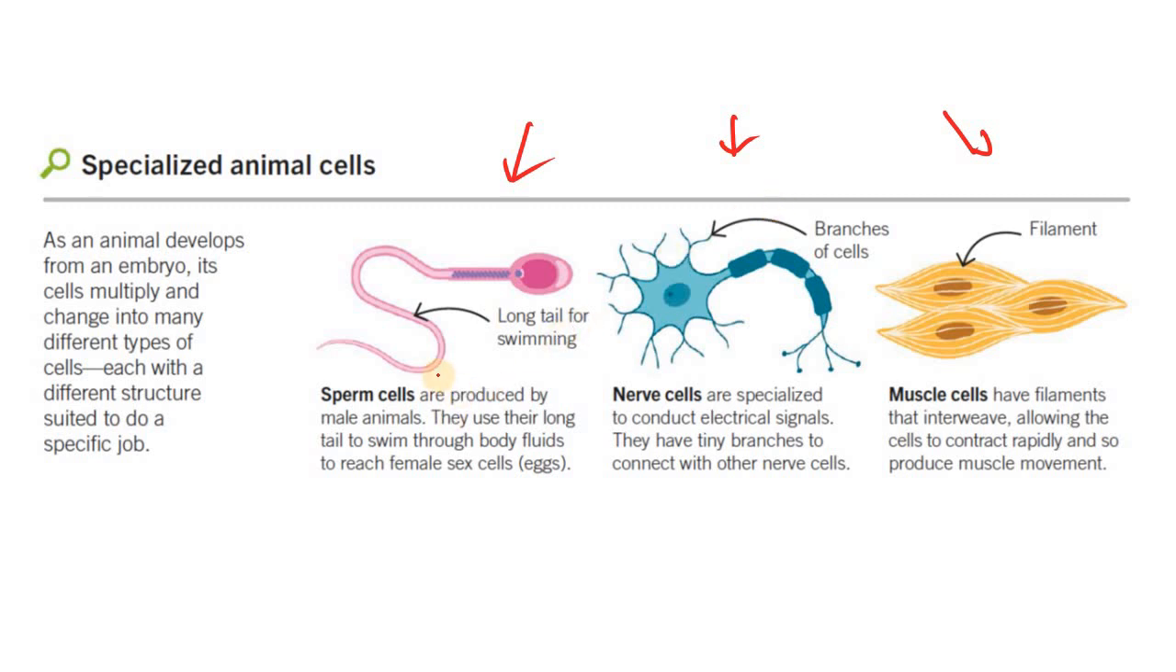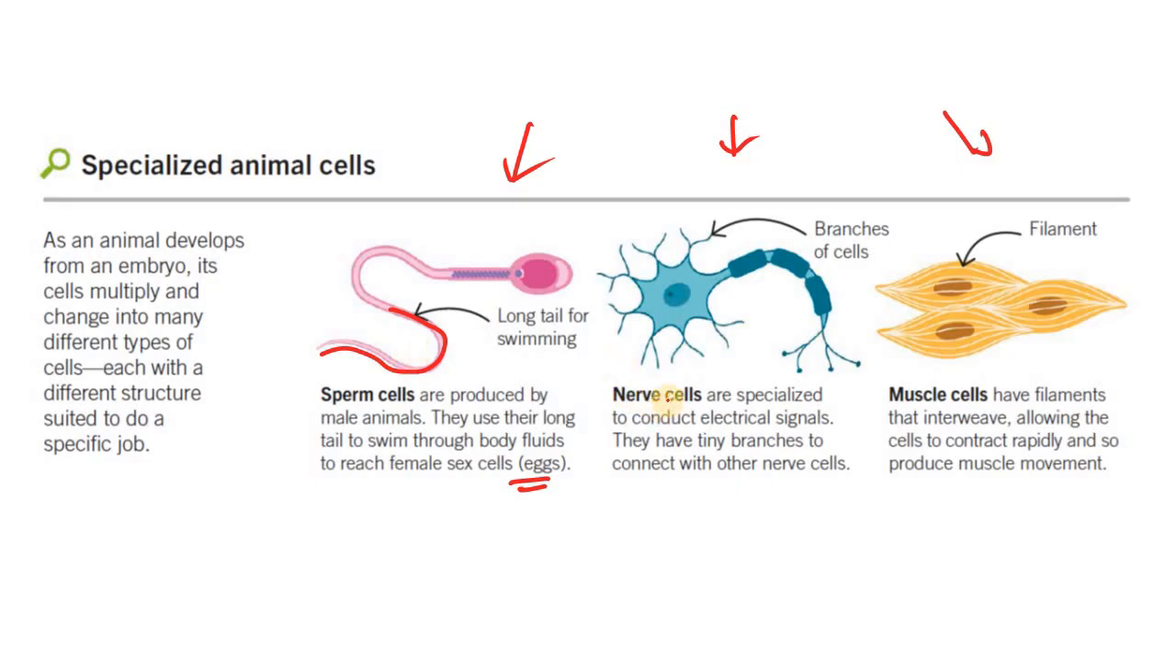Say for example, the sperm cells. They are produced by male animals and they use their long tail, this is the long tail over here, to swim through the body fluids to reach the female sex cells or the eggs. This long tail is important for swimming.